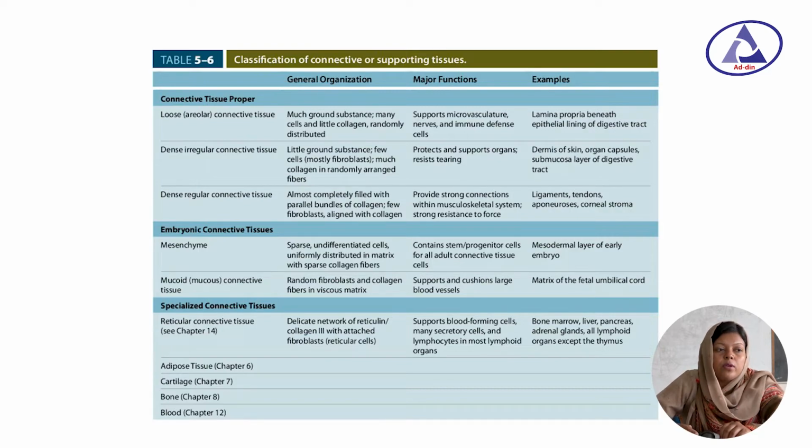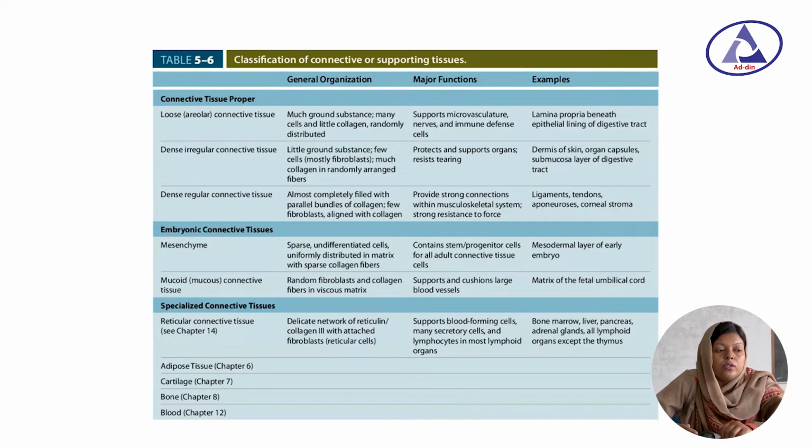Now come to the point: what is connective tissue proper, or what are the components of connective tissue proper? In connective tissue proper, there are 3 components: loose areolar connective tissue, dense regular connective tissue, and dense irregular connective tissue. We have to study the characteristics of this connective tissue, its location, and why we need it, or what its importance is.